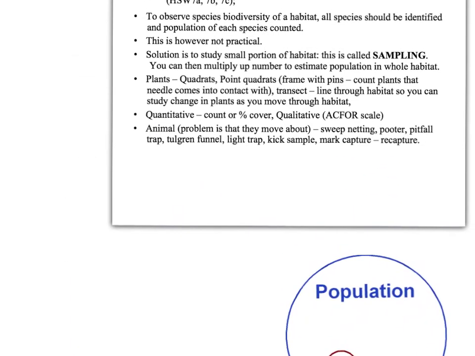Moving on to animals. The problem with animals clearly is they move around, and we need to have ways of sampling those, and I'll go through some of the techniques we can use: sweep netting, pooters, pitfall traps, Tullgren funnels, a light trap, kick sample, mark, capture, recapture. I'll just go through all of those very quickly.